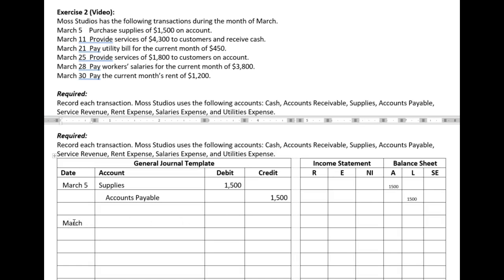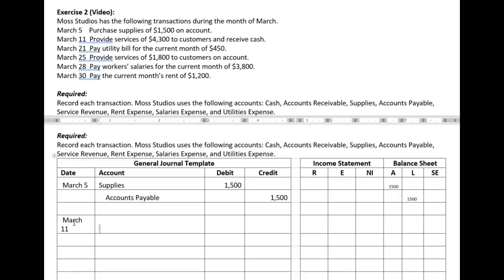On March 11th, we provide services, $4,300 to customers, and we receive cash. So again, look at our keywords here. Provide services. That indicates to me that I've done something to earn money. So what do we call it when we perform an action, sell a good, and actually earn money? We call it revenue. So that would be service revenue for our company.